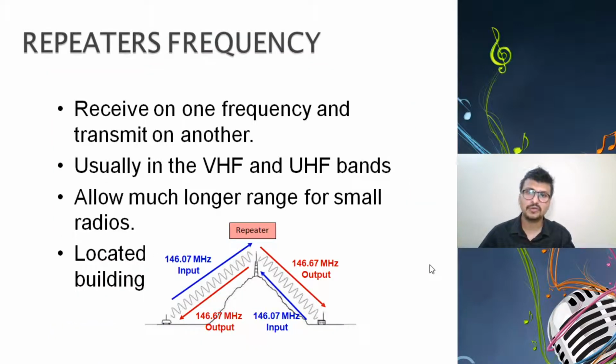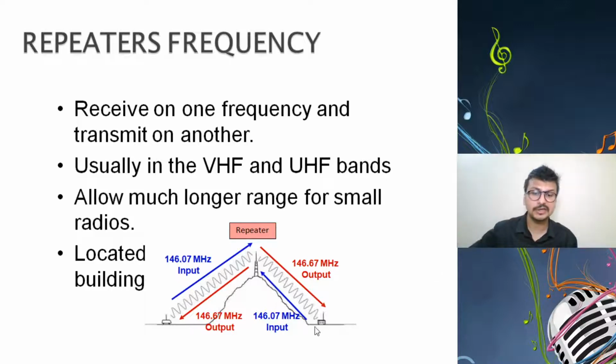If you talk about the repeater frequency, they receive one frequency and transmit another frequency, and the frequency that they transmit is the boosted one, and the frequency which they receive is the simple frequency the device is getting from around. Secondly, it is usually in the VHF and UHF, very high frequency and ultra high frequency bands. Third point, it allows much longer range for small radios located somewhere in a building or somewhere at height, on the mountains or the top of a building.